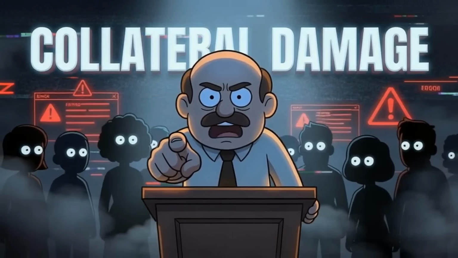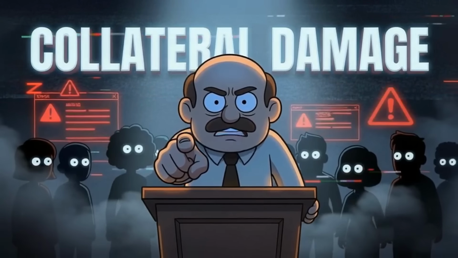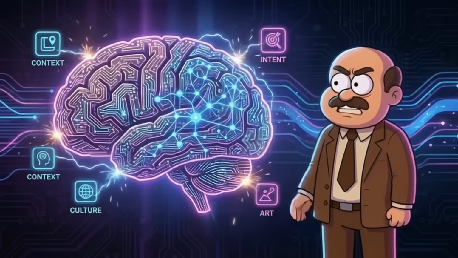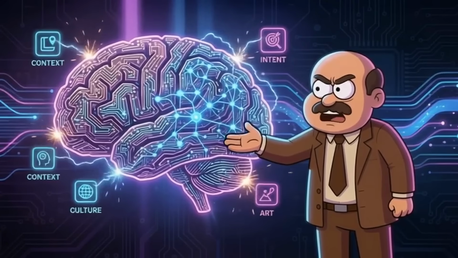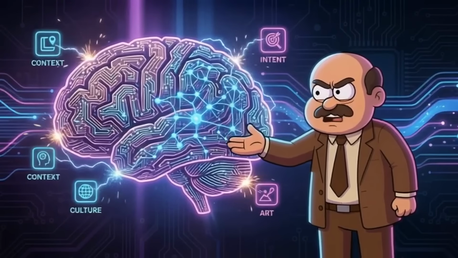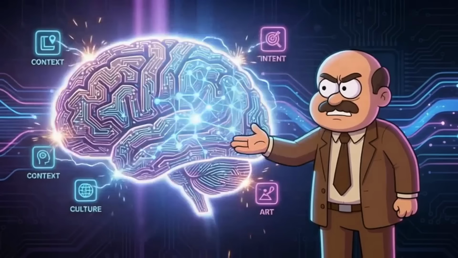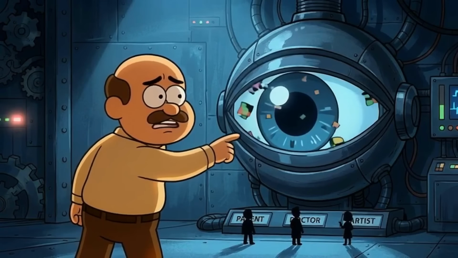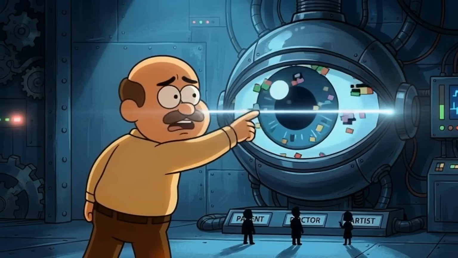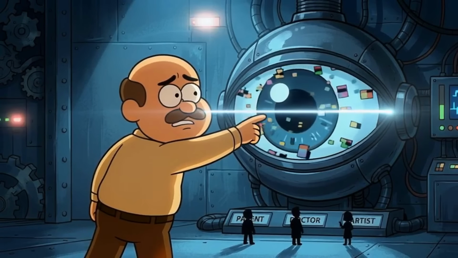Here's what you need to understand moving forward. These systems will not get perfect. They physically cannot understand context the way humans do. They can't grasp intent, relationships, medical necessity, cultural norms, or artistic expression. The AI sees pixels and patterns. It doesn't know you're a parent, a doctor, an artist, or just someone trying to document your life.